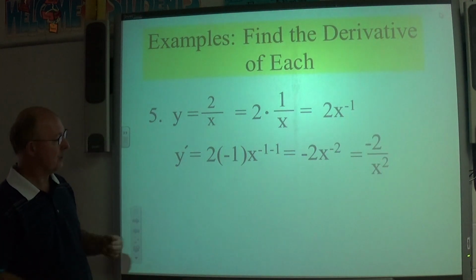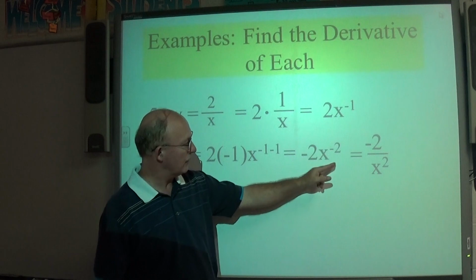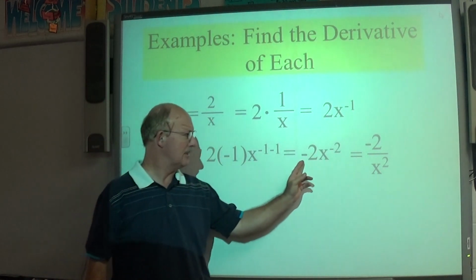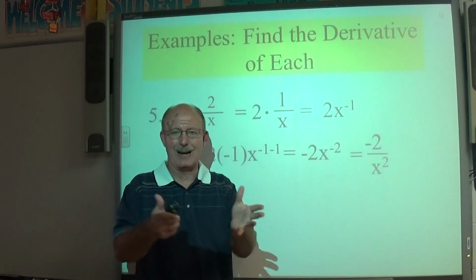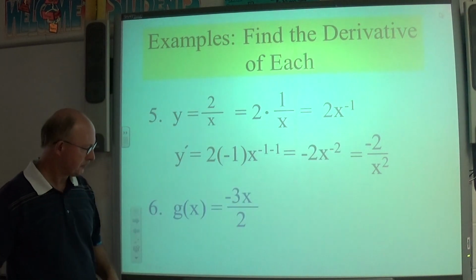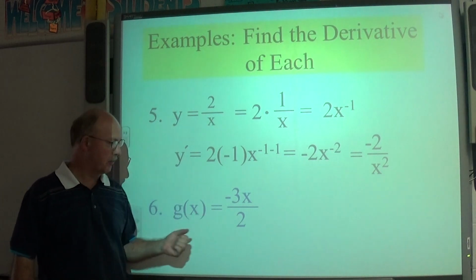And now remember, negative 2x to the negative 2 power is the same thing as negative 2/x to the positive 2. Because remember, typically you don't want to leave your answer with a negative exponent, so you can go ahead and rewrite that as negative 2/x squared. Now let's do this example here. Here's another pretty simple one.